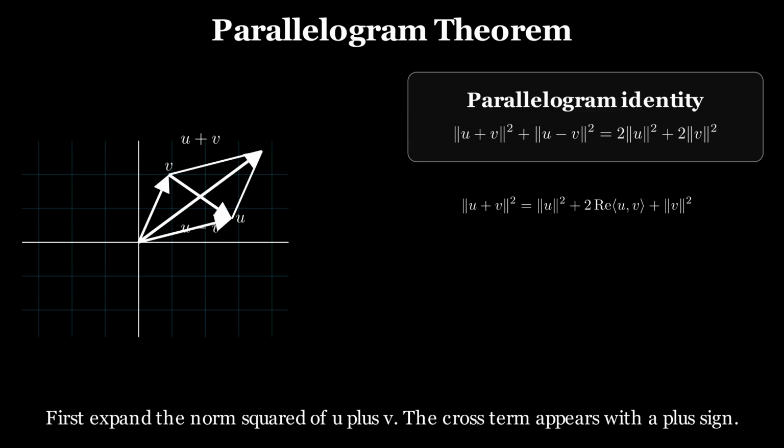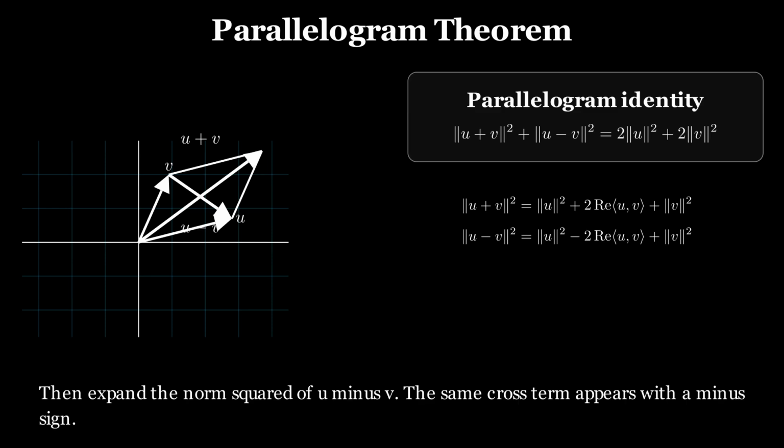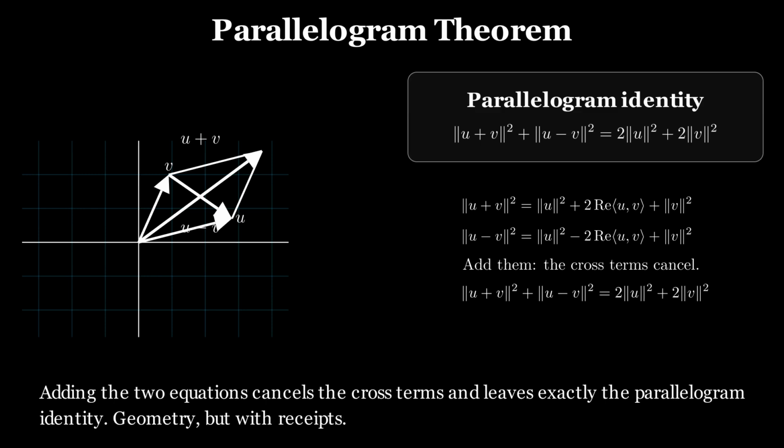First expand the norm squared of U plus V. The cross term appears with a plus sign. Then expand the norm squared of U minus V. The same cross term appears with a minus sign. Adding the two equations cancels the cross terms and leaves exactly the parallelogram identity. Geometry, but with receipts.